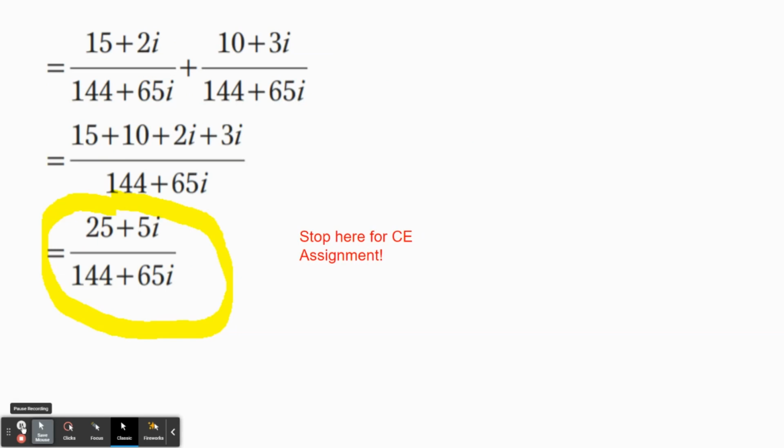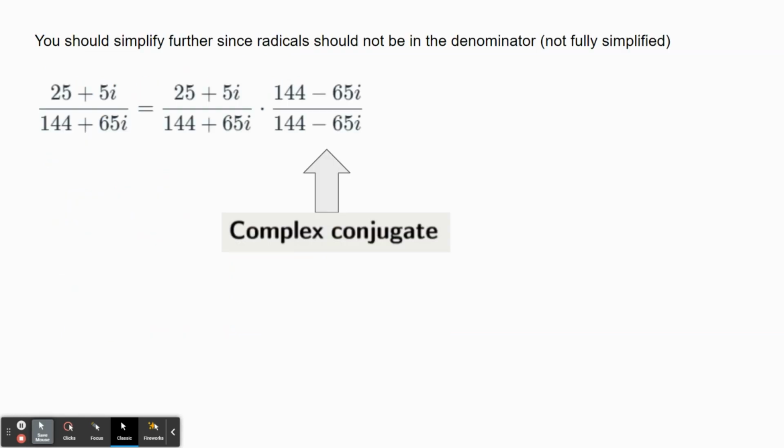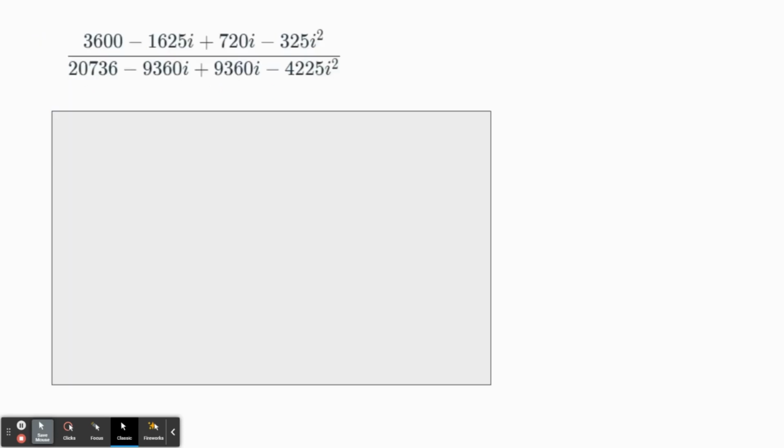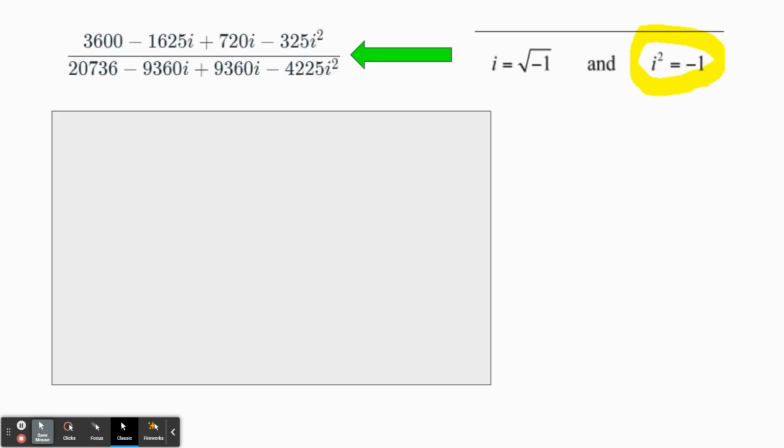And you know what? Go ahead and stop there, especially for Curriculum Engine. However, I'm going to say that having i in the denominator is not yet fully simplified. So I'm going to show you really quickly how to get rid of that i using the complex conjugate. If we were to multiply the numerator and denominator by the complex conjugate, that would give us a real number in the denominator, and then it would be fully simplified. Now, I don't expect you to do this on the test. I don't expect you to do this on Curriculum Engine. In fact, they'll mark you wrong, I think, if you do it on Curriculum Engine.